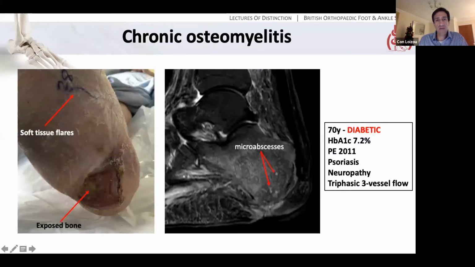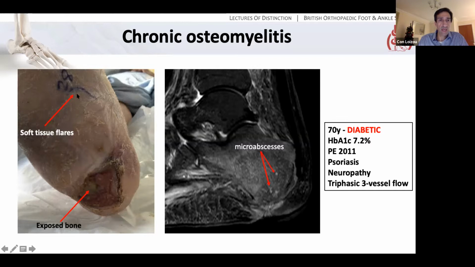Now, the management of acute osteomyelitis is usually medical, with biopsy, antibiotics, unless there is an intraosseous or subperiosteal abscess that needs draining. So next, we'll touch on the management of chronic osteomyelitis. And as we discussed earlier, the most common category of osteomyelitis we see in the foot and ankle is the contiguous type. And this is a case of a diabetic heel ulcer with exposed necrotic calcaneum.